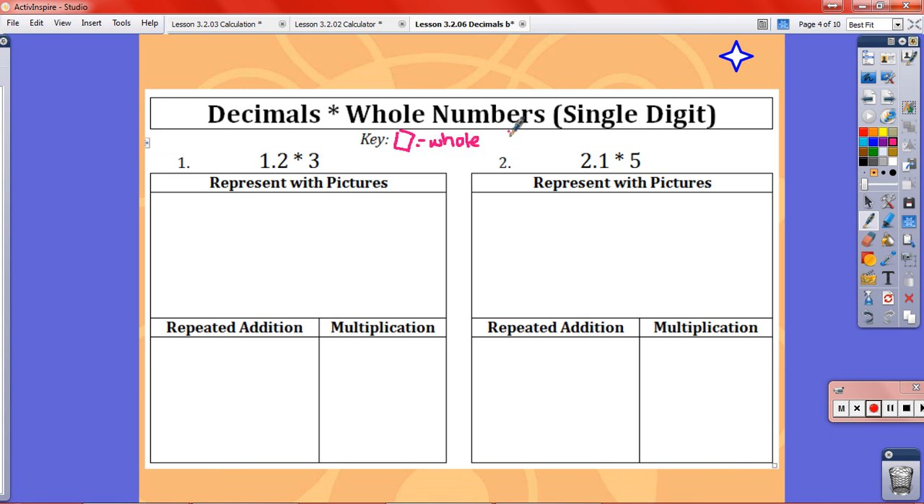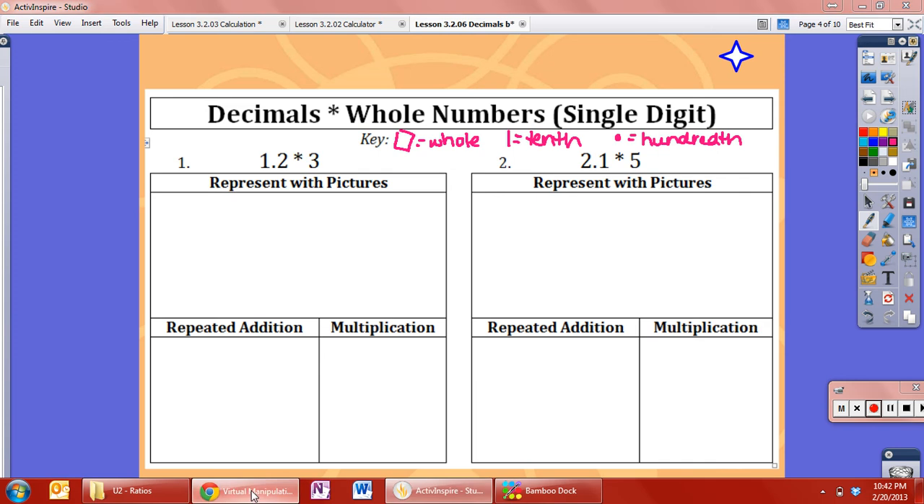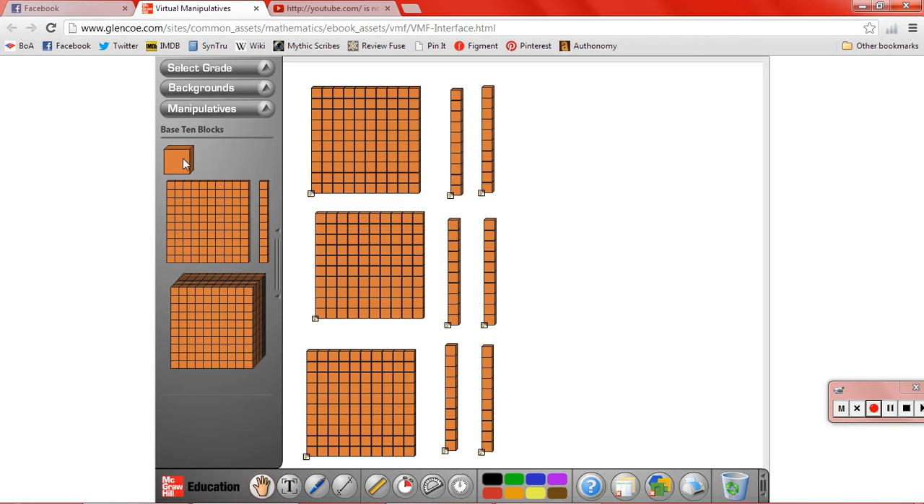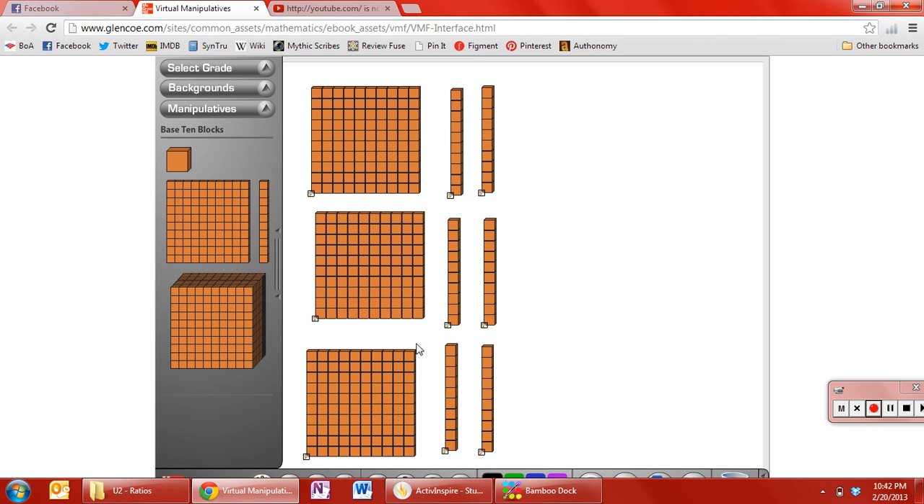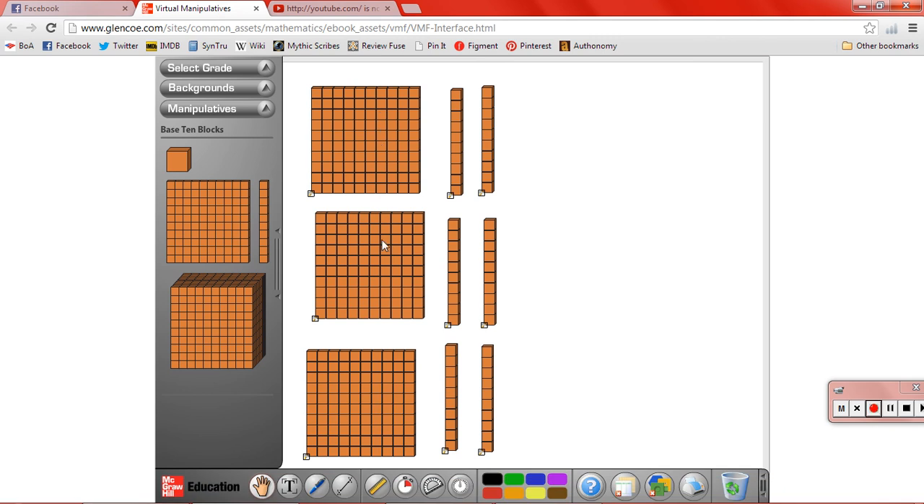We're going to use a line to represent a tenth because it took 10 of the lines to make a square. And then we're going to use a dot to represent a hundredth. Because, going back to my picture, if I had 100 of these, it would make one of these. So that's why I don't want to draw teeny tiny squares. It would take too much time, so I'm going to use a dot to represent that little square.